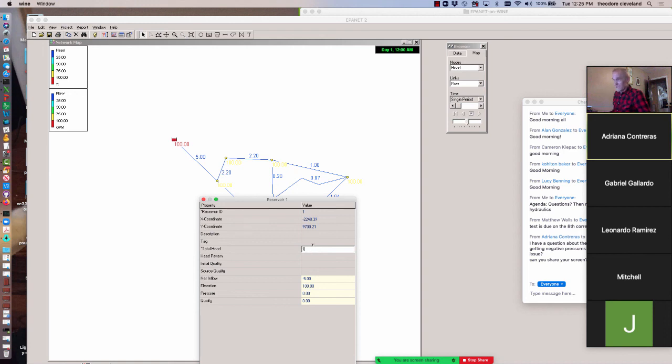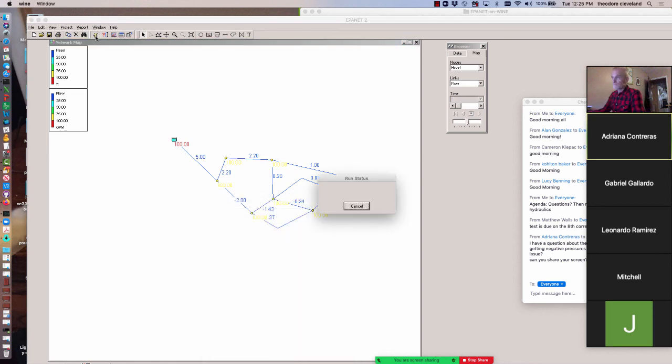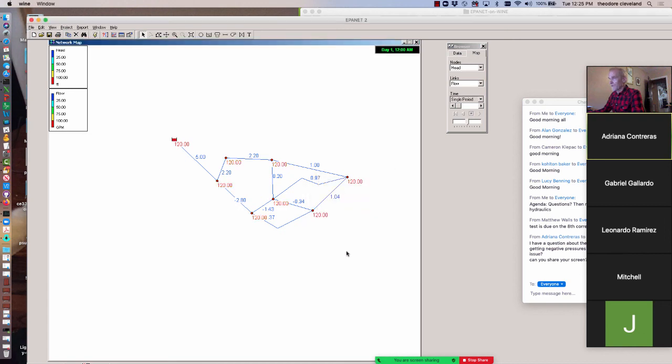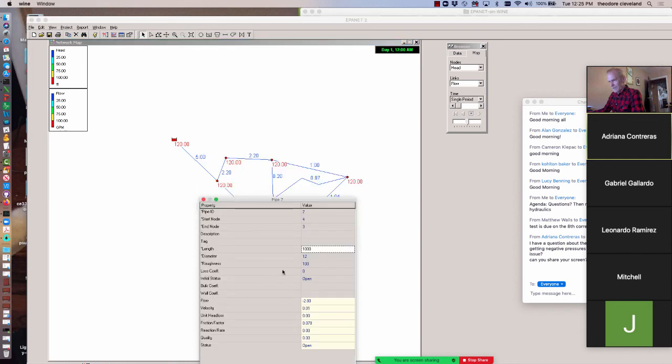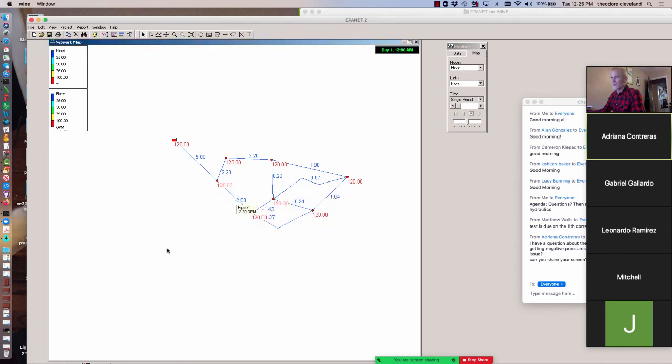But if I change it to like 100, 102, 120, now the run was successful because I actually have enough head in the system, and I don't have very much head loss in these pipes. That's because they're not long enough. Let's go ahead and fix that real quick, make this a little bit more realistic.